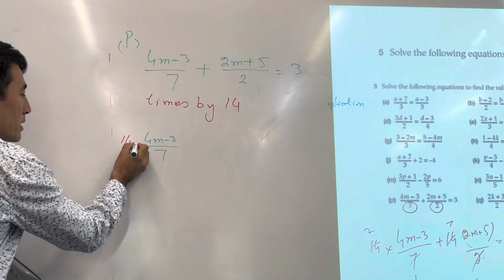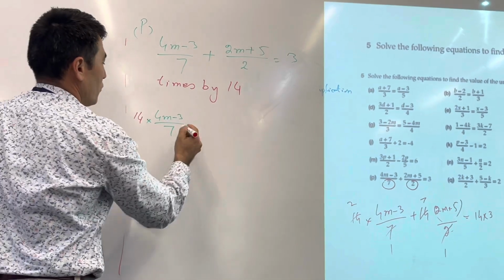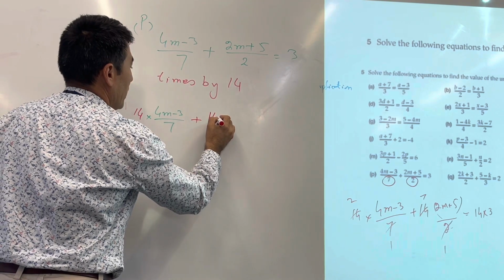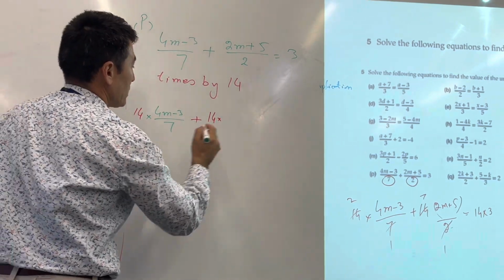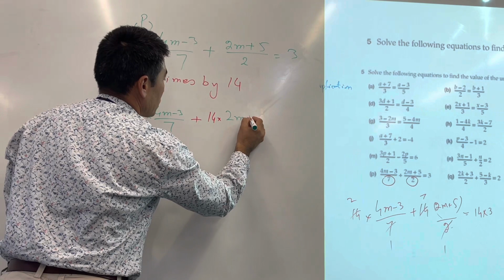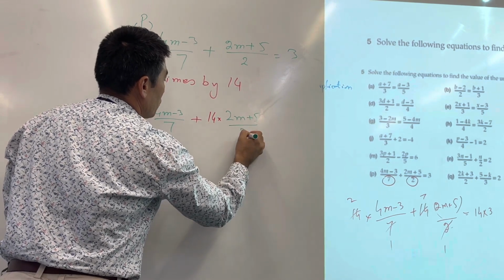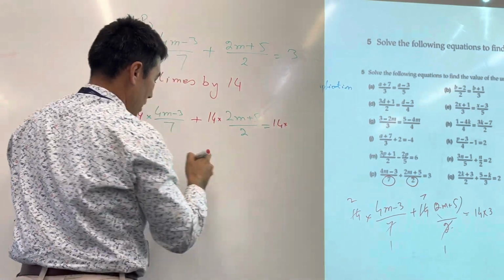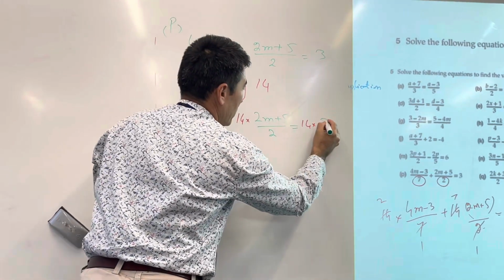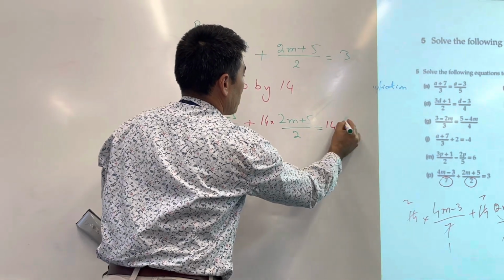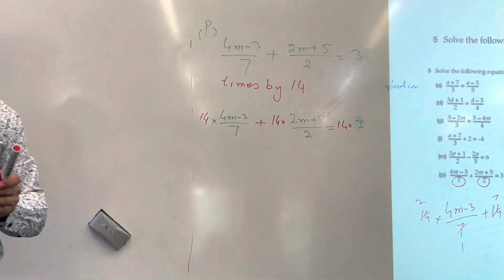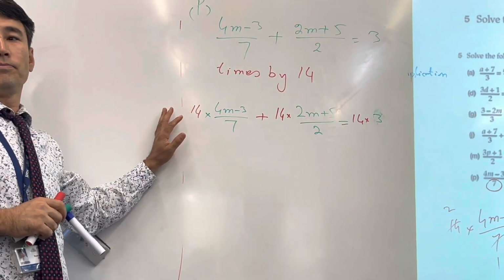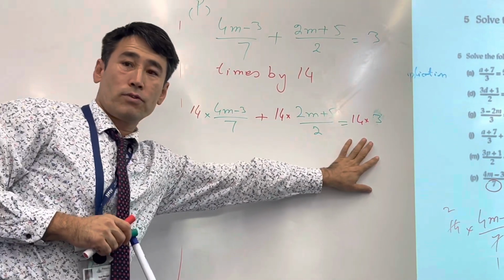Yes. So this is times, girls. And 14 with the other number as well. 14 times by the second number is our term 2m plus 5 divided by 2 equal, again, 14 times by 3. Oh, 14 times by 3, yes. That makes sense? Yes. What we did in this step, guys? You times them all by 14. 14, 14, 14, right? Yes.